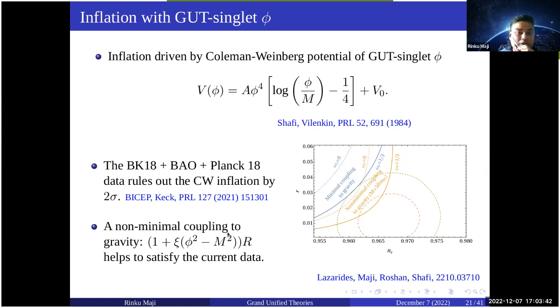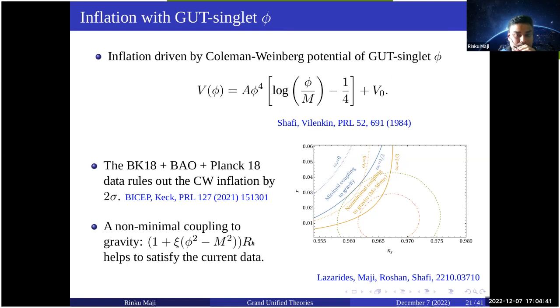However, if we include a non-minimal coupling to gravity of the scalar, we can actually revive this model, as happens for most models. How does the inclusion of this non-minimal coupling to gravity alter the Coleman-Weinberg potential? If we include this non-minimal coupling, the effective potential shape changes and becomes flatter, which is why it gives a smaller r value. Is it the term you wrote there, 1 plus xi phi squared over m squared times R? Yes, this is the coupling.